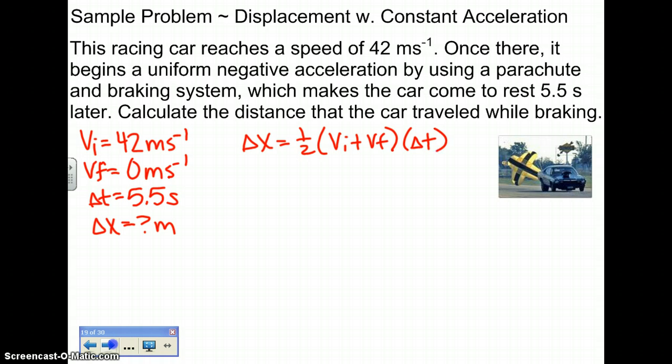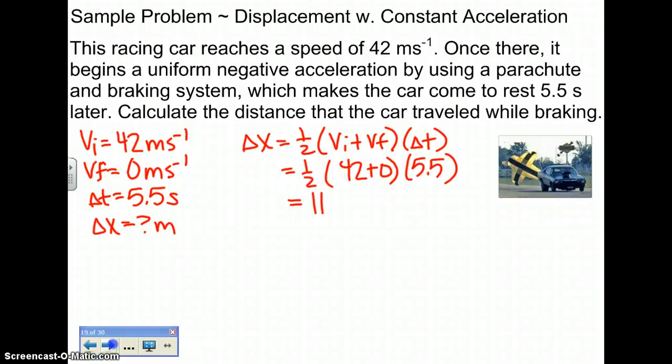We don't need to rearrange anything because the variable that we are trying to solve for is already isolated. So let's just simply plug in our numbers here. Please get your calculators out. 0.5 times 42 times 5.5. What do you guys see in your calculators? Write that calculator answer down, please. Take a second right now, calculate it out.